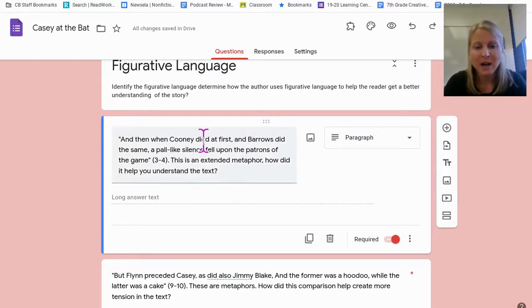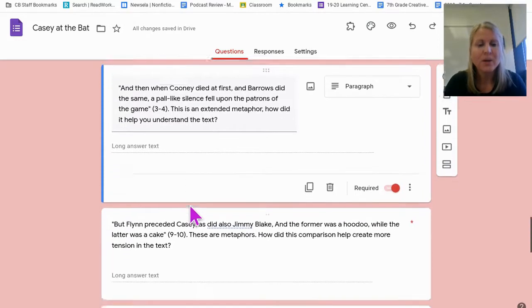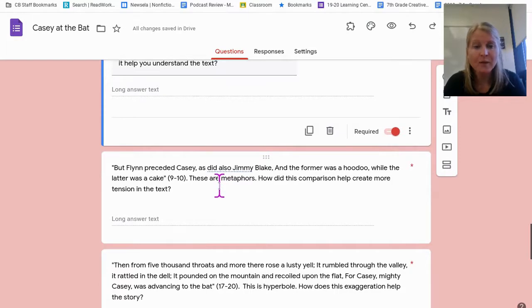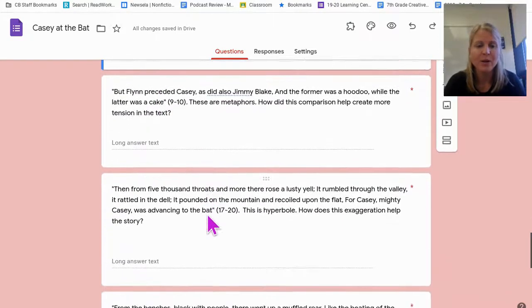Again, they died pall-like. This game is being compared to a funeral. It's super important to people, and the idea of a loss is heartbreaking. So you're going to look at some other examples, and again, you have another metaphor where Flynn preceded Casey, as did also Jimmy Blake, and the former was a hoodoo, while the latter was a cake. If you look at lines 9 and 10, you can see that a hoodoo is someone who brings bad luck, and you can probably look at the connotation of the word cake and think that's not a very positive connotation. Again, kind of showing the lack of hope.